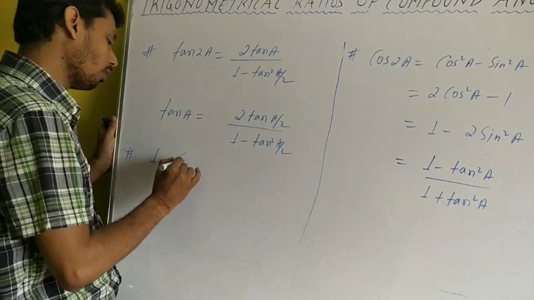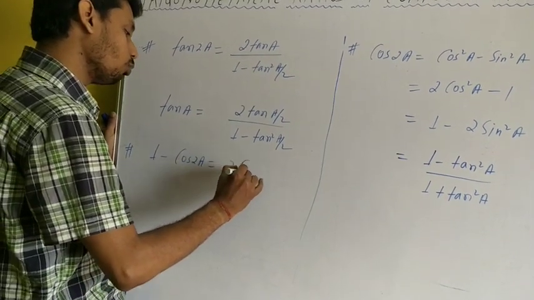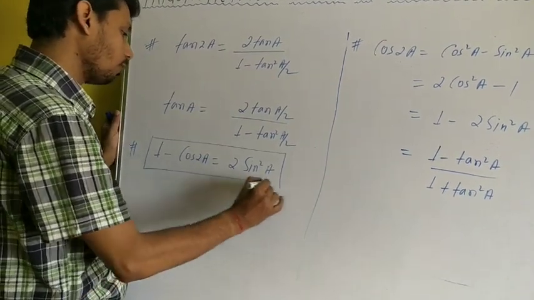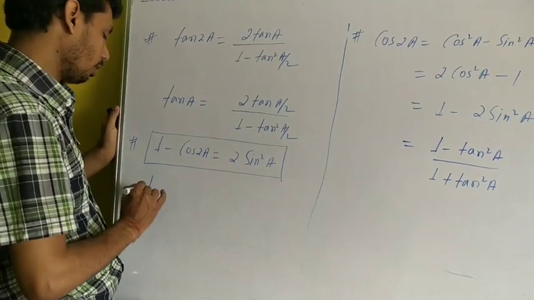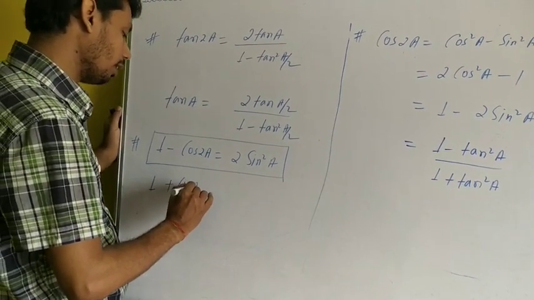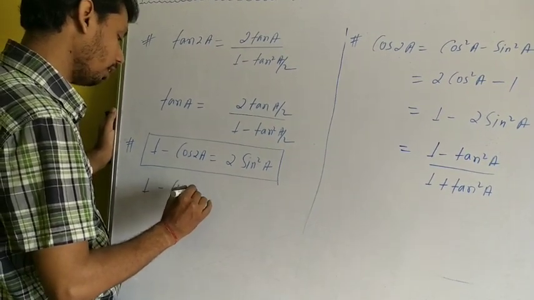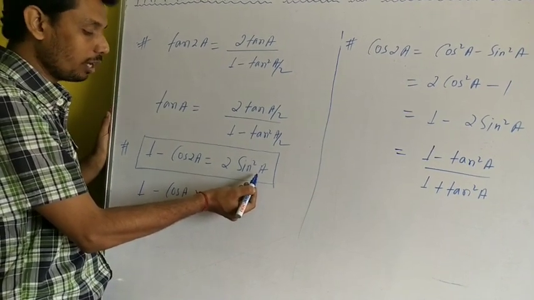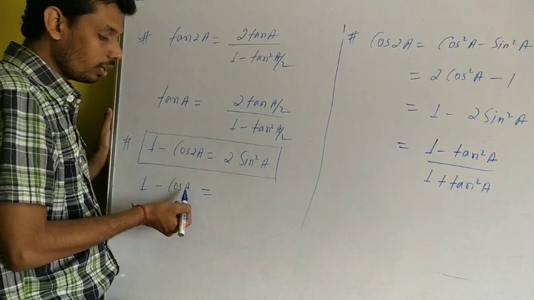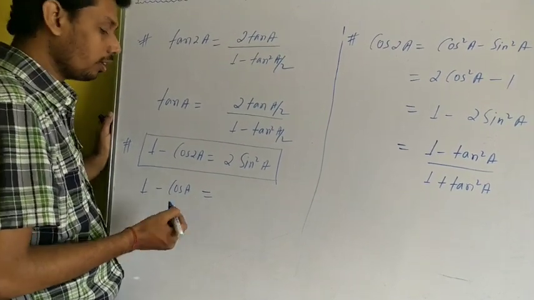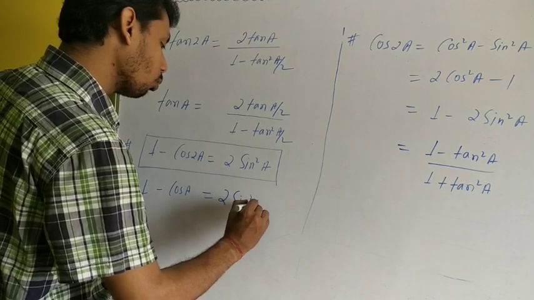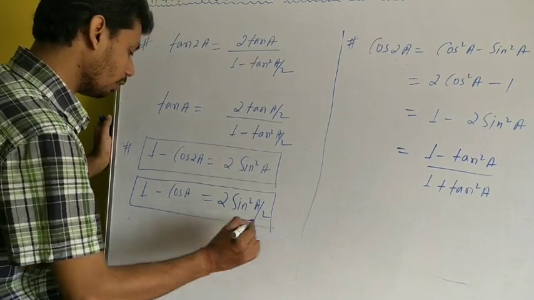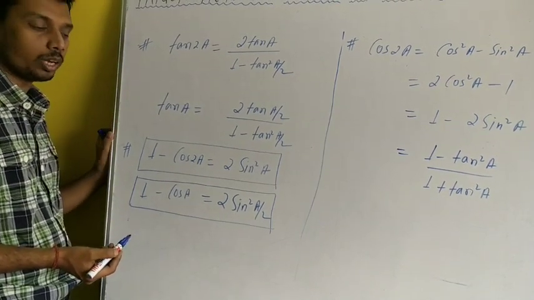Suppose we have to express 1 minus cos 2a. This is equal to twice sin square a. Since 2a is here, the angle coming here is just half of it. In a similar manner, if a were there in place of 2a, then 1 minus cos a is equal to twice sin square a by 2.